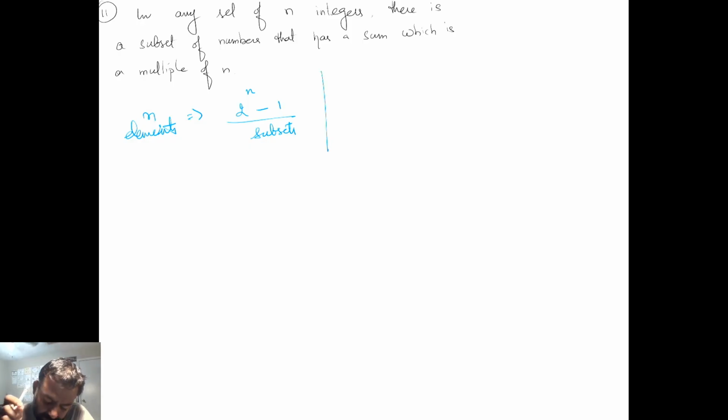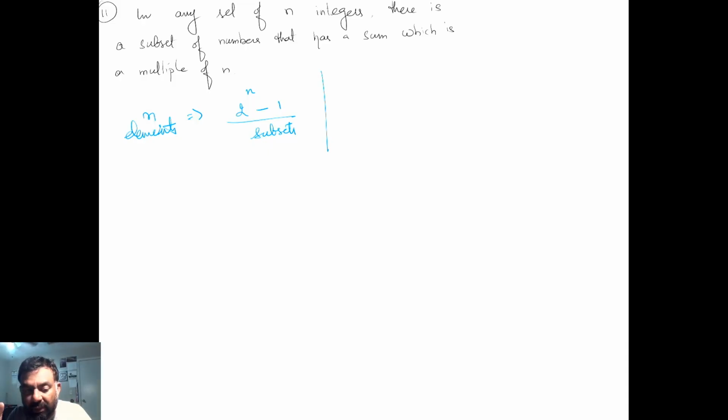So let's say that I have 2 to the power n minus 1 subsets, and now you want to show that there is one subset which has a sum which is a multiple of n. Now, having this very large number of subsets is good. I'm not saying it is bad, but how does that lead you to what is the sum of that subset?